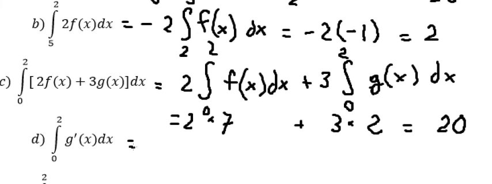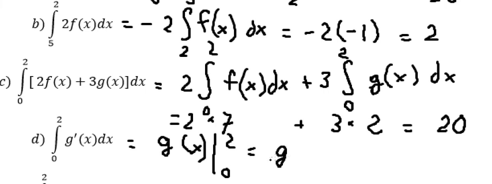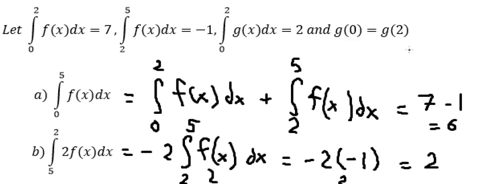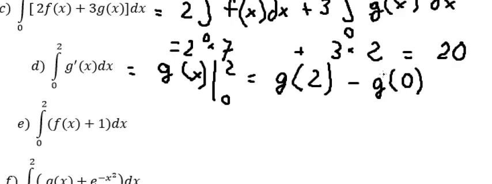Now this one we got the integral from 0 to 2 of the first derivative of the function g of x dx, so you got g of x, and we have the boundary from 0 to 2, so we got g of 2 minus g of 0, because on the question they just provide in here that both of the numbers are equal, so you got 0.